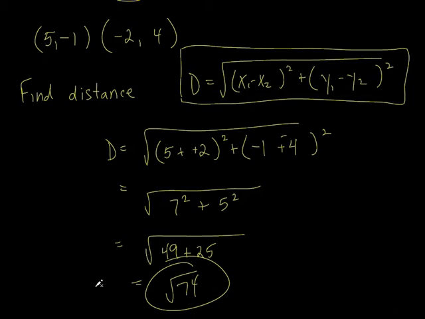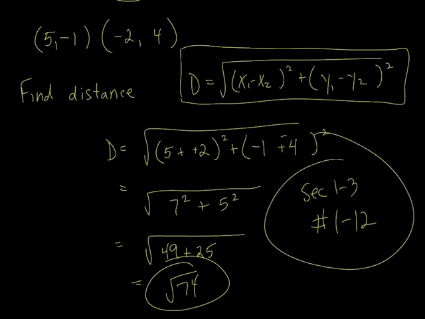Let me give you a worksheet before you go, and then what we're doing is we're not doing the whole thing. We're just doing 1 through 12, all right? And it's section 1-3 worksheet. We're only doing 1 through 12, not the whole thing.